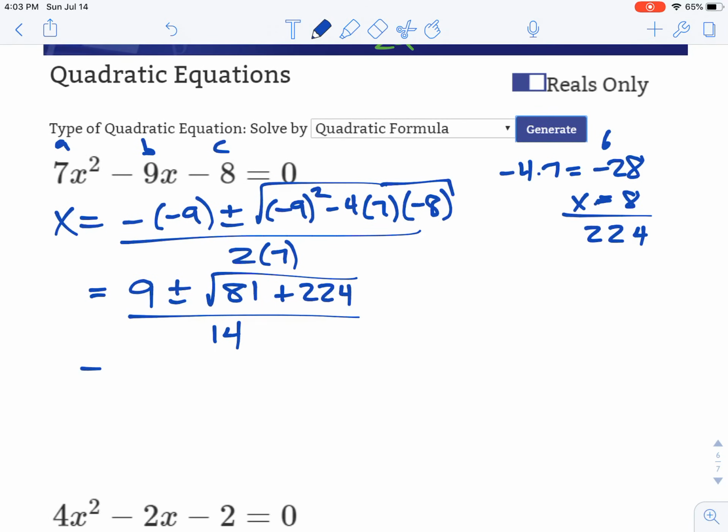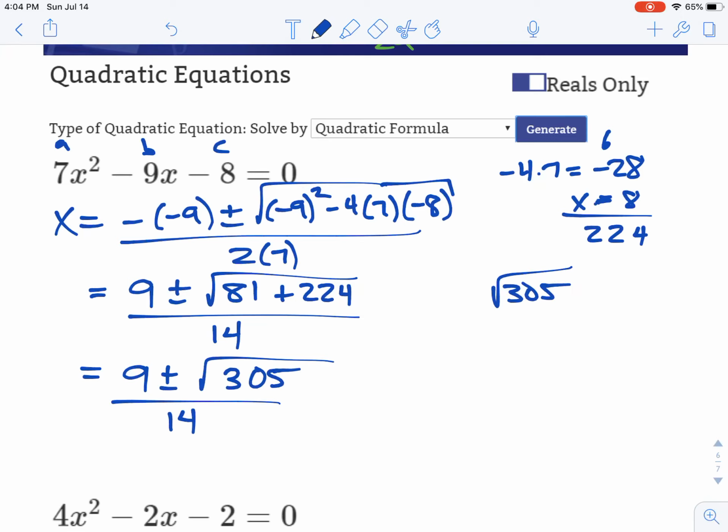Don't worry. So this is going to be 9 plus or minus the square root of 81 plus 224, which would be 305, all divided by 14. So that is an answer. That could be your final answer. That is the answer to this equation. That's all you really have to do, unless there was a way to simplify the square root of 305, that would be kind of nice.